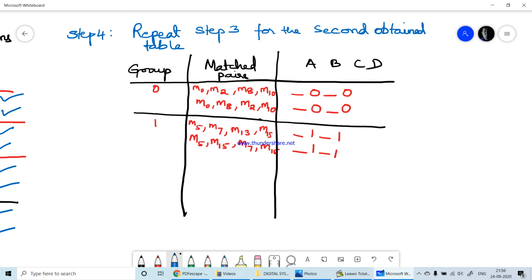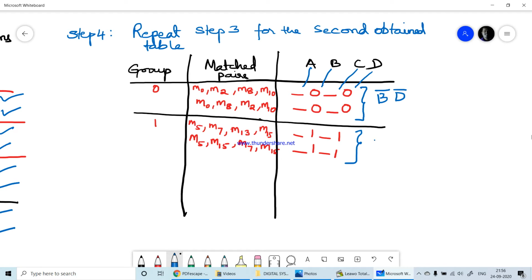So therefore, we have this as one essential prime implicant and this is the second essential prime implicant. So what is the expression? A with dash means it is eliminated. See, A is this, B is this, C is this, D is this. So A and C are eliminated in this expression. We get B bar, D bar. Similarly, in this expression, A and C are again eliminated. We get B and D.